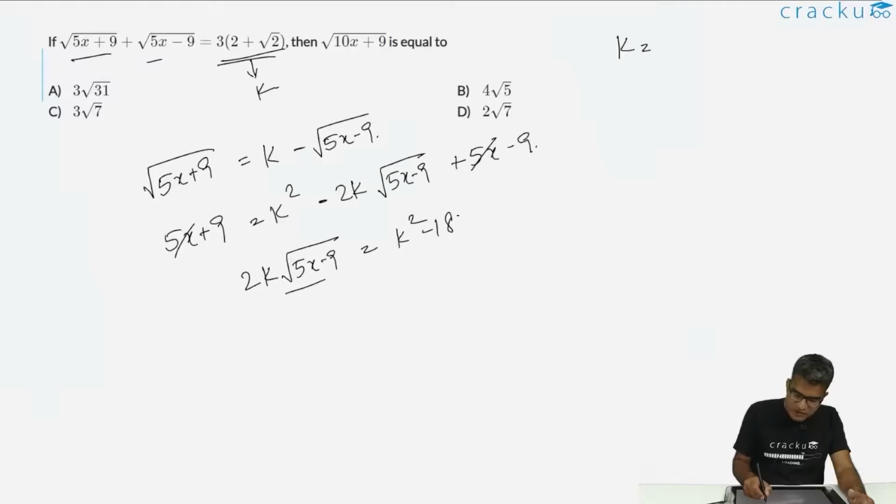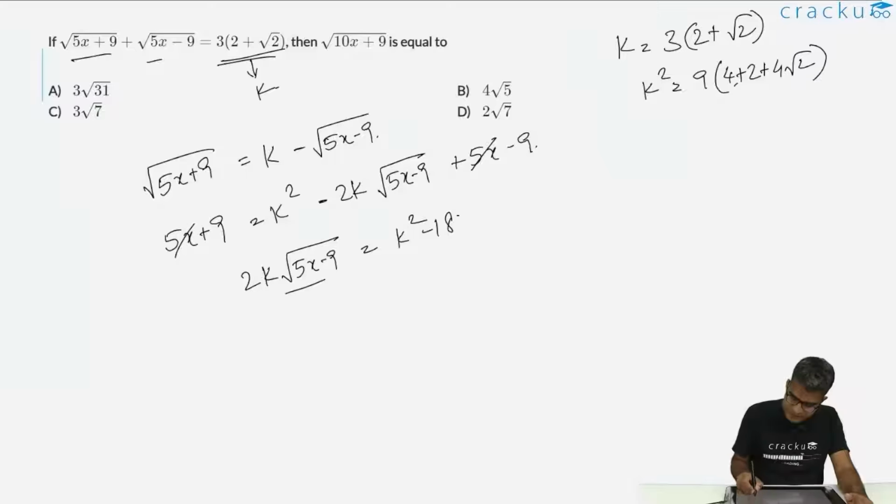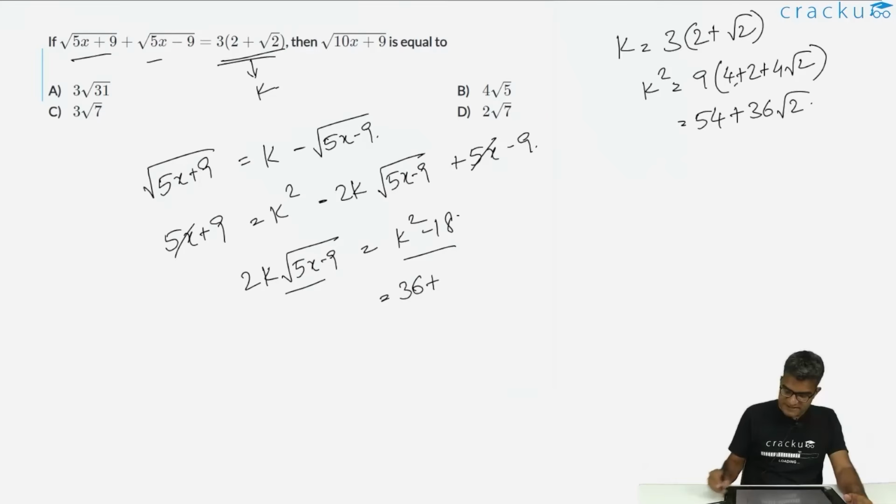If k is equal to 3 times 2 plus root 2, the value of k square is equal to 9 times 4 plus 2 plus 4 root 2. This will be equal to 54 plus 36 root 2. That is the value of k square. So k square minus 18, which is the right hand side over here, will be equal to 36 plus 36 root 2.